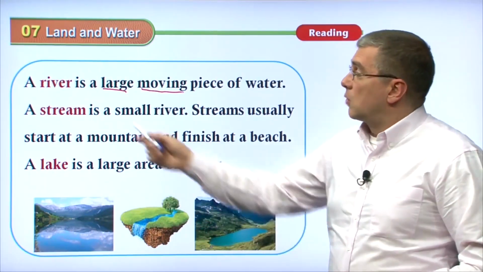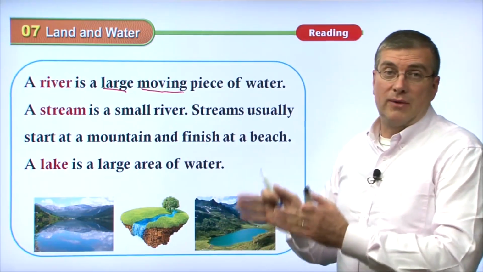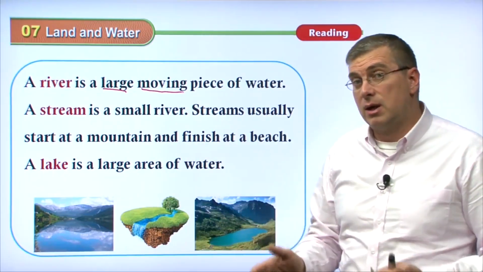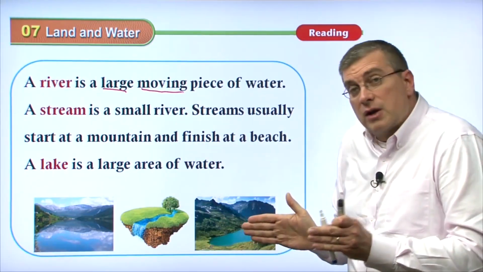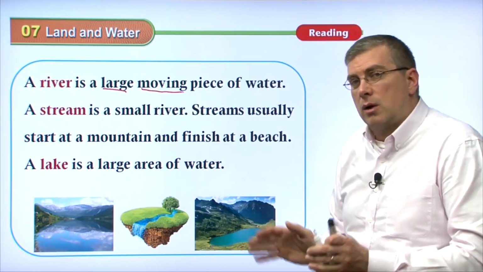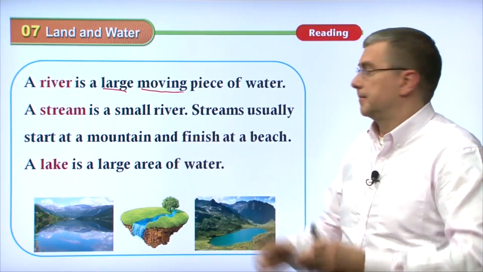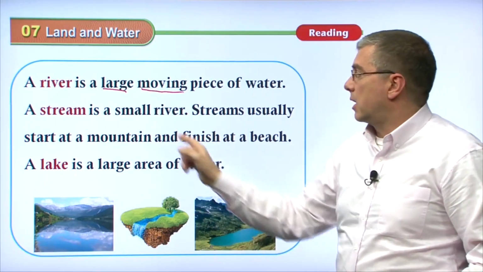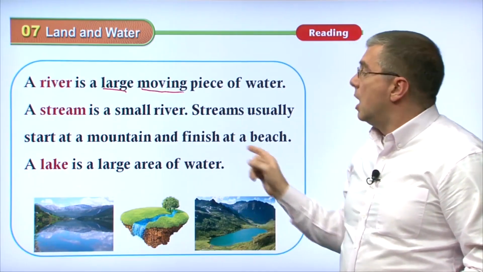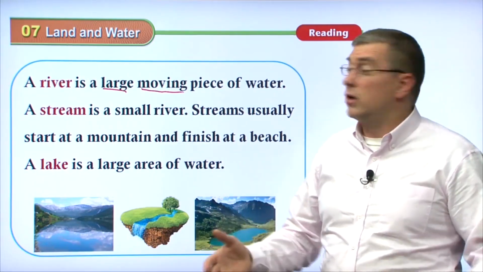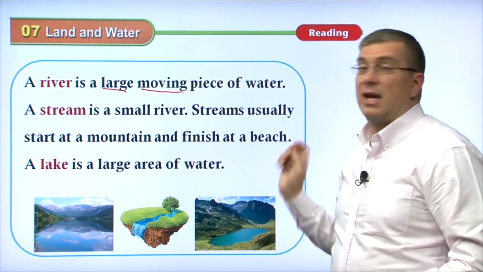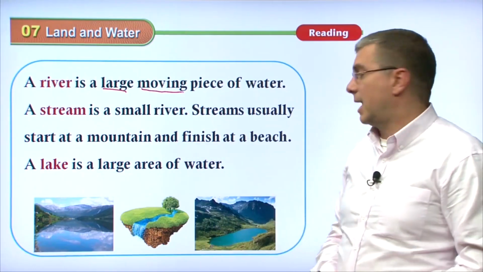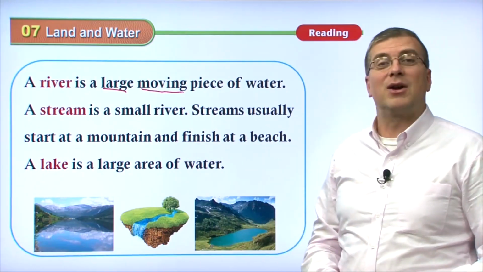Of course, a stream is a small river. Streams and rivers are very similar, but just remember, streams are smaller, narrower. Rivers are wider, larger. Streams usually start at a mountain and finish at a beach. Of course, we can also say rivers usually start at a mountain and finish at a beach. It's a very interesting area, by the way.